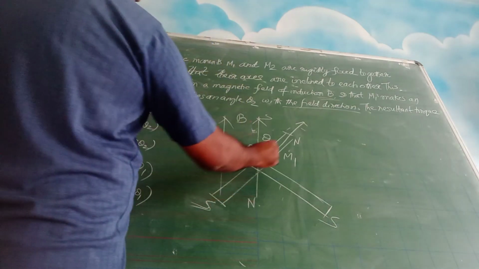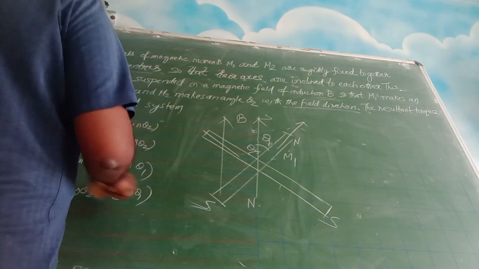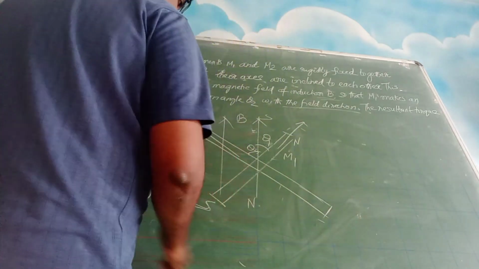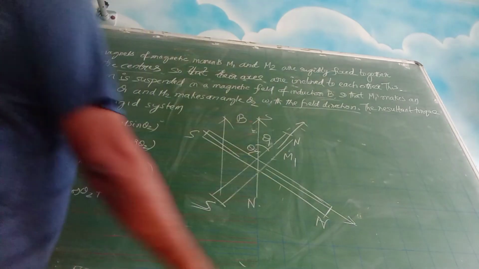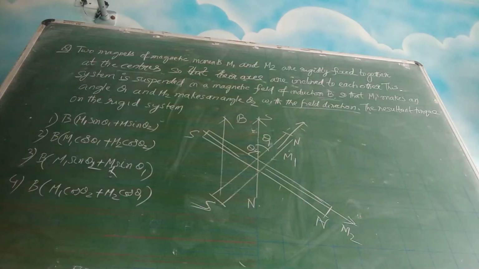So this is north, south, so we have to keep this south. It has to be opposite polarity, so the direction is like this. Now this is the direction of m2, and this is the direction of m1. Now he is asking you to find out the torque on the rigid system.